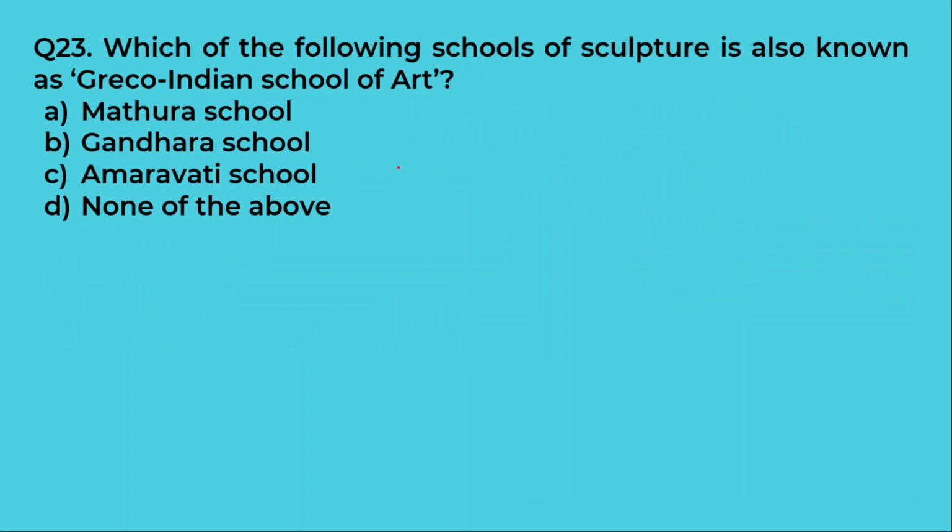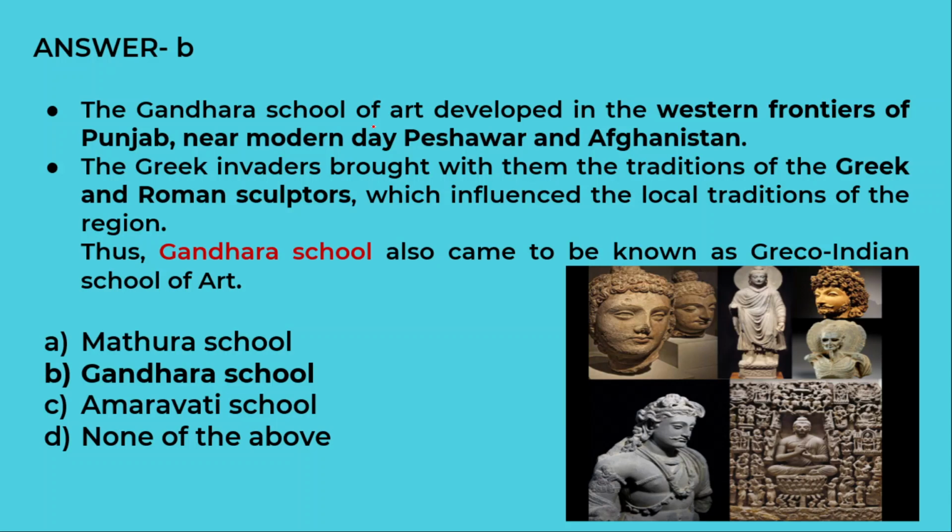Now, question 23. Which of the following schools of sculpture is also known as Greco-Indian School of Art? This is a very simple question. Mathura School, Gandhara School, Amaravati School, or none of the above? So the correct answer over here is option B. Gandhara School is also known as Greco-Indian School of Art, and this school of art developed in the western frontiers.